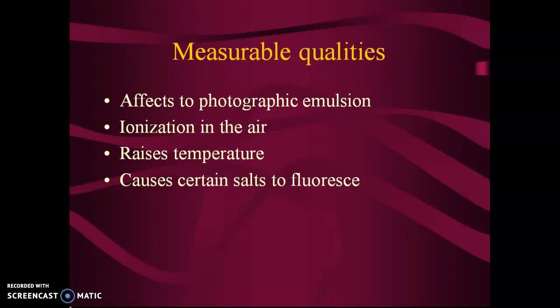There are measurable qualities, and this is how they do the monitoring. Radiation does affect photographic emulsion. That's how it exposes film. It does cause ionization in the air, and that's something that can be measured. It does raise the temperature in the area, which, again, can be measured. And it also causes certain salts to fluoresce, or to give off a fluorescent light.